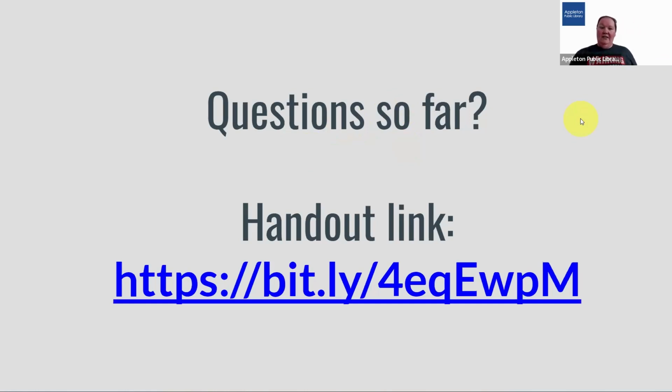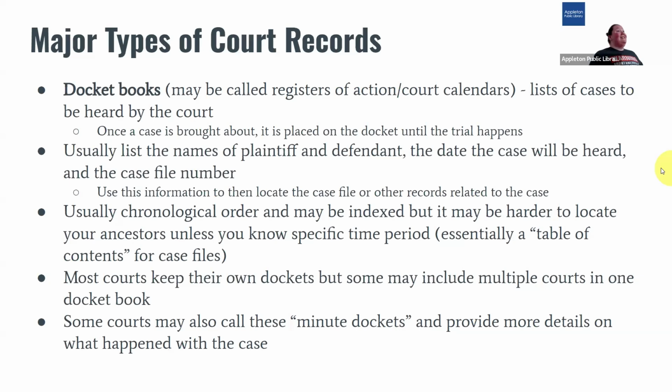All right. So now we're going to talk about the different types of court records you might come across. First, we're going to talk about the things you might use to find a court case. One of those things is called a docket book. They might also call them a register of action or a court calendar. Again, every place likes to say something different, but this is the main term that I've seen from the majority of cases.